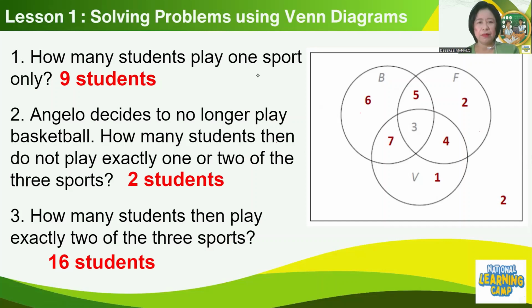So for number 1, how many students play one sport only? So why 9? We have basketball only is 6, football only is 2, and then volleyball only is 1. So that's why 6 plus 2 plus 1 is 9. For number 2, there are 2 students outside the circle. So 2 students decide not to play any of the 3 sports. And number 3, how many students then play exactly 2 of the 3 sports? So the answer is 16.